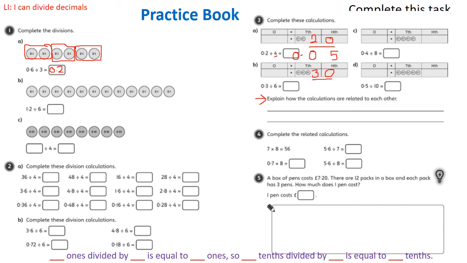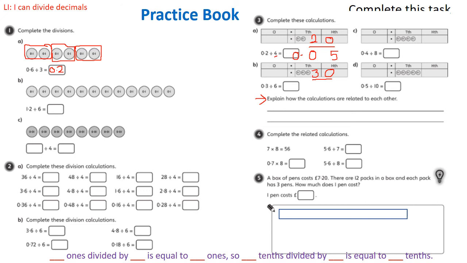Question 5. A box of pens costs £7.20. There are 12 packs in a box and each has 3 pens. How much does 1 pen cost? Well, again, I need to understand the question. So to do that, I'm going to draw a bar. I know that a box of pens costs £7.20.